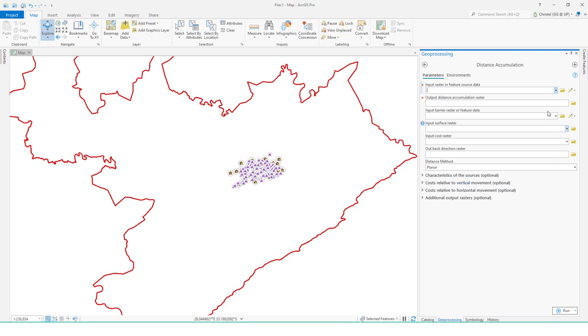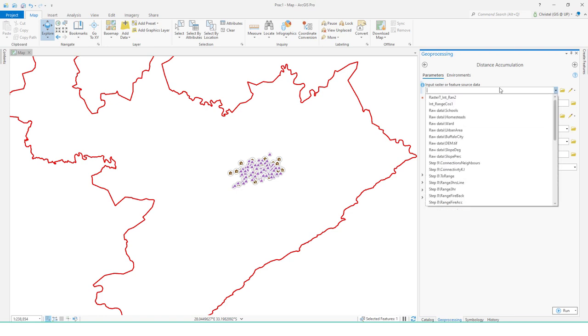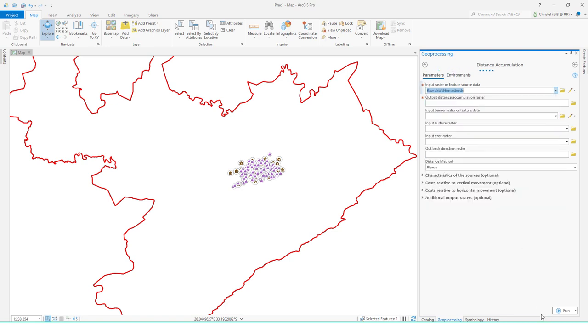As with Euclidean distance, you have to specify your starting points, so for example, houses. Then you have to specify the output raster. For example, here I'm going to calculate a distance of 5 kilometers.